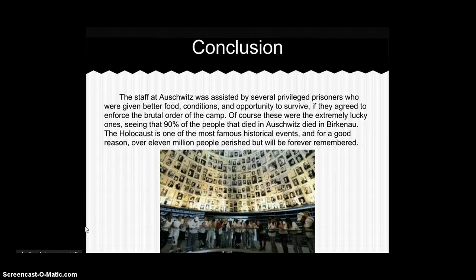The staff at Auschwitz was assisted by several privileged prisoners who were given better food, conditions, and an opportunity to survive if they agreed to enforce the brutal order of the camp. Of course, these were the extremely lucky ones, seeing that 90% of the people that died in Auschwitz died in Birkenau. The Holocaust is one of the most famous historical events, and for a good reason. Over 11 million people perished, but will be forever remembered.